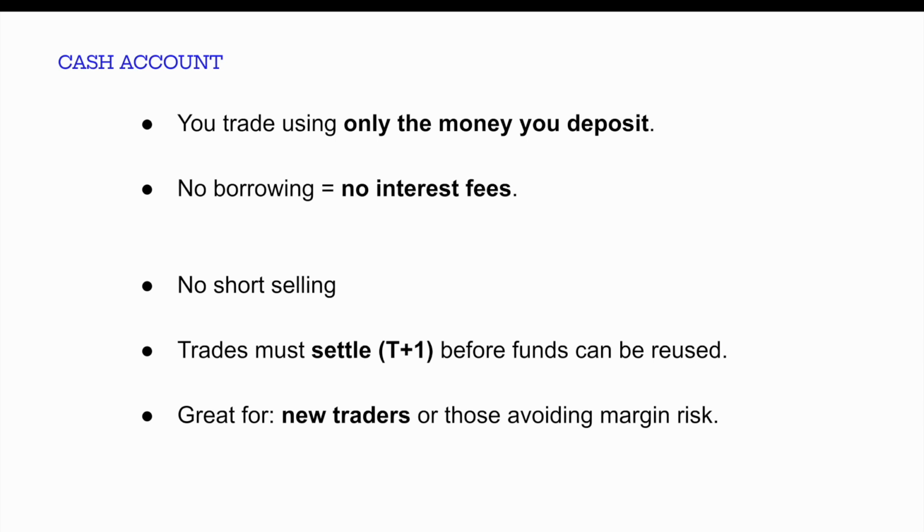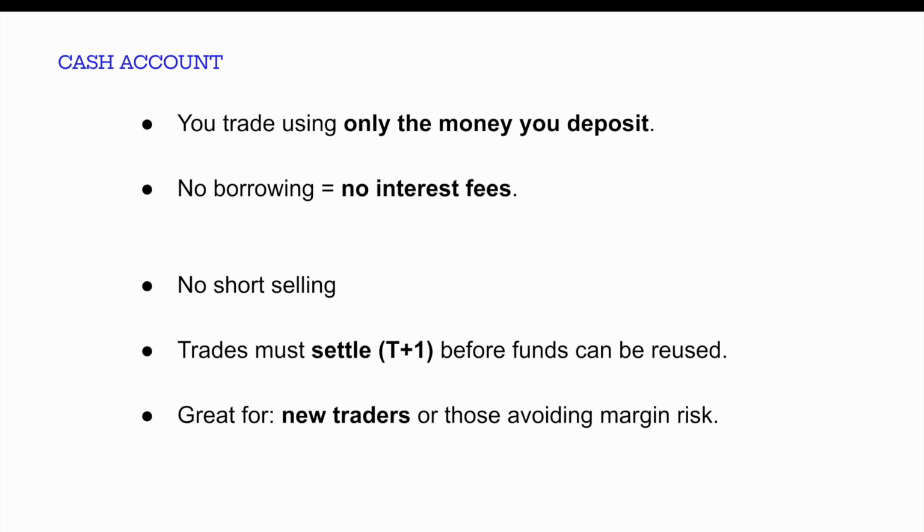On a cash account, trades must settle, which is T plus 1, before funds can be reused. What this means is, I have $1,000 in a cash account, and let's say this is for day trading, by the way, not investing. Let's say I wanted to buy $1,000 worth of stock and then sell it in the same day. Now I have $0 worth of settled funds left, which means I'm not allowed to day trade anymore with those funds.